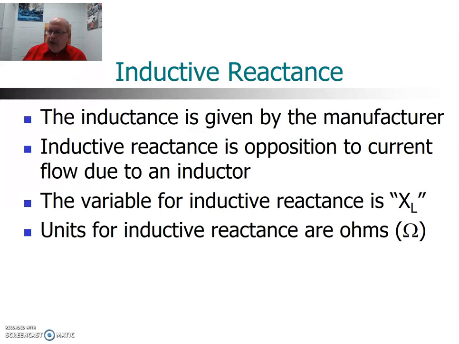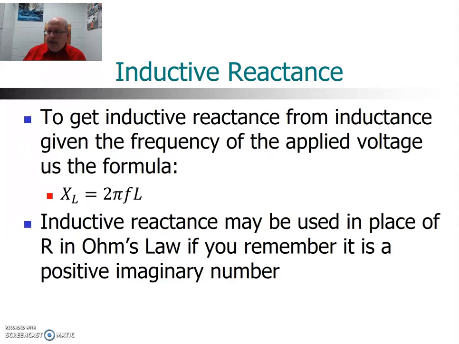So opposition to current flow is given by inductive reactance. And we're going to again use the variable X, but this time we'll put a subscript L there. So it's X of L. And just like capacitive reactance, inductive reactance is also rated in units of ohms. In order to convert from the inductance to the inductive reactance, we use the formula X of L is equal to 2 pi FL. X of L is equal to 2 pi FL, very similar to capacitive reactance, except we don't have the reciprocal.